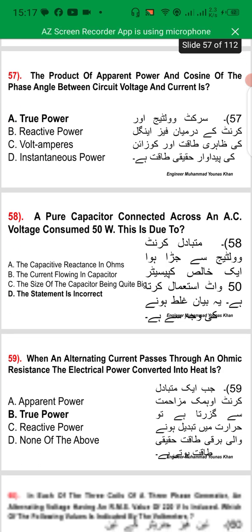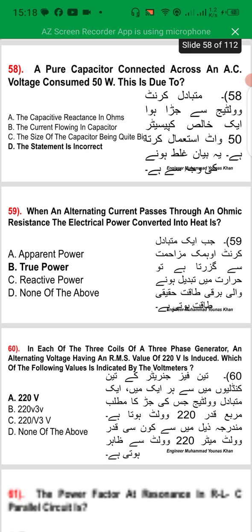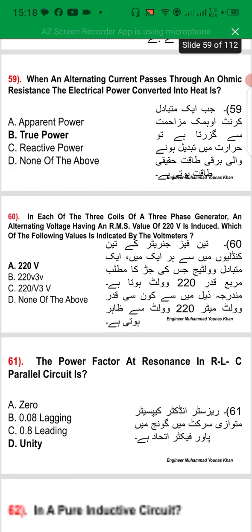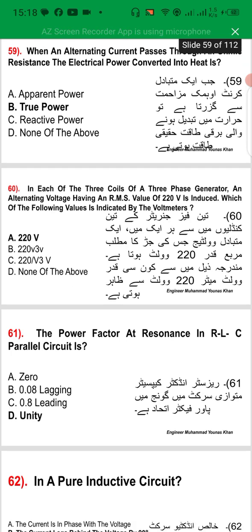The product of apparent power and cosine of the phase angle between circuit voltage and current is true power. A pure capacitor connected across an AC voltage consumed 50 watt. This statement is incorrect. When an alternating current passes through an ohmic resistance, the electrical power converted into heat is true power.